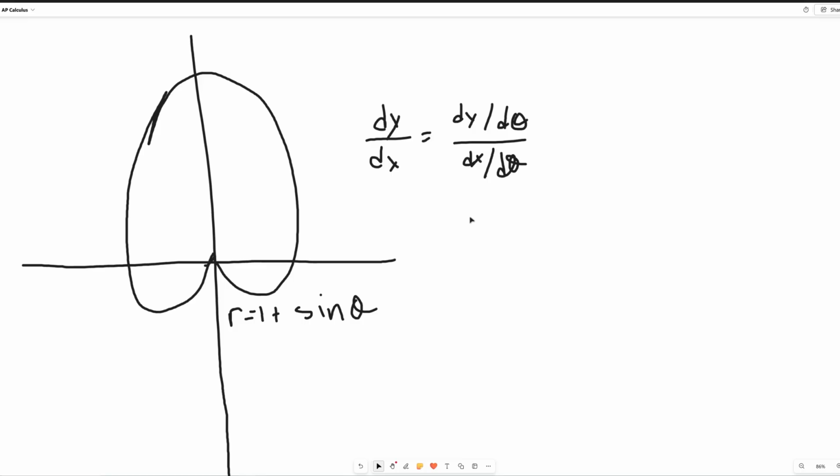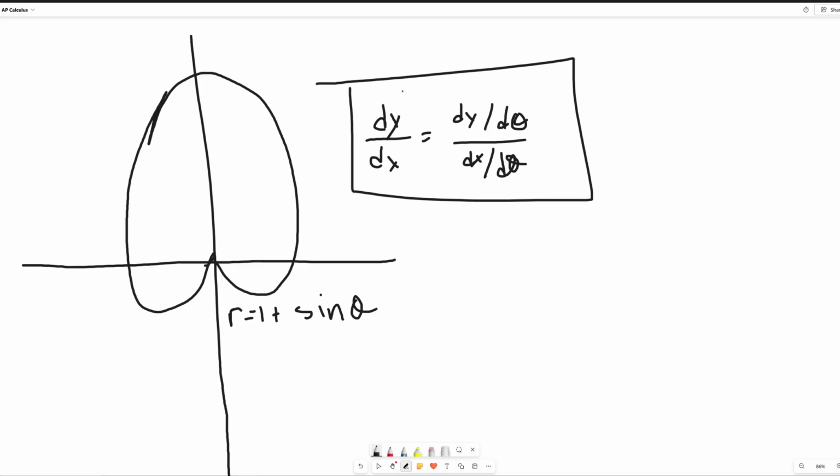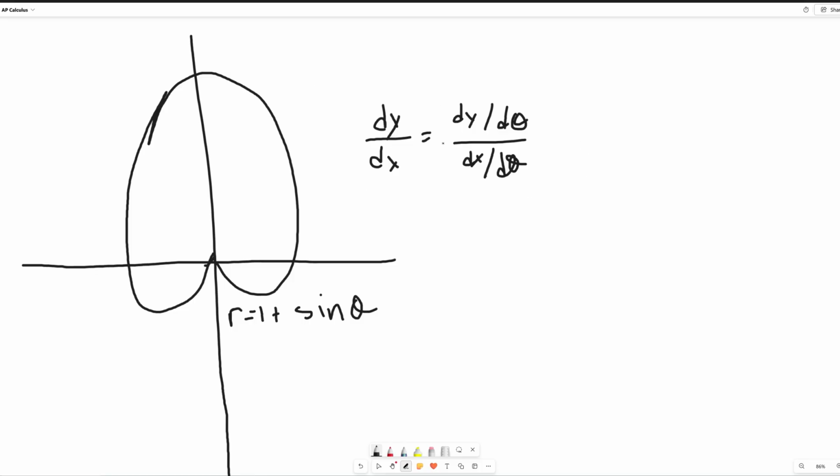And it's not 100%. You're going to get a polar slope question where you have to do dy over dx equals dy d theta over dx d theta. But knowing how to do it is important, because it can very easily show up and then take you way too long on a question. So knowing how to do it and just getting quick with it is important.